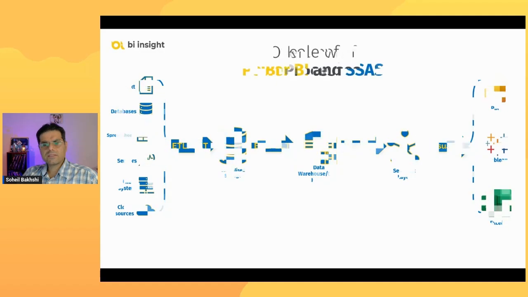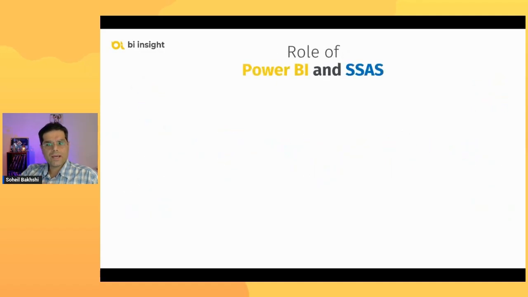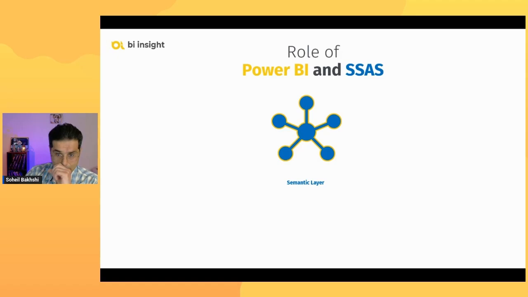So with that, what is the role of Power BI and SSAS, or SQL Server Analysis Services? The roots of Power BI come from the SQL Server Analysis Services tabular model. Power BI and SSAS tabular models both use the VertiPaq engine, which is an in-memory data processing engine. So both are playing the role of a semantic layer.